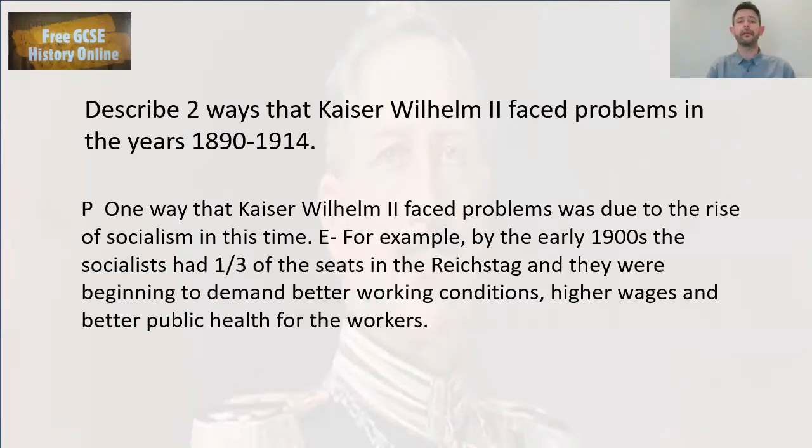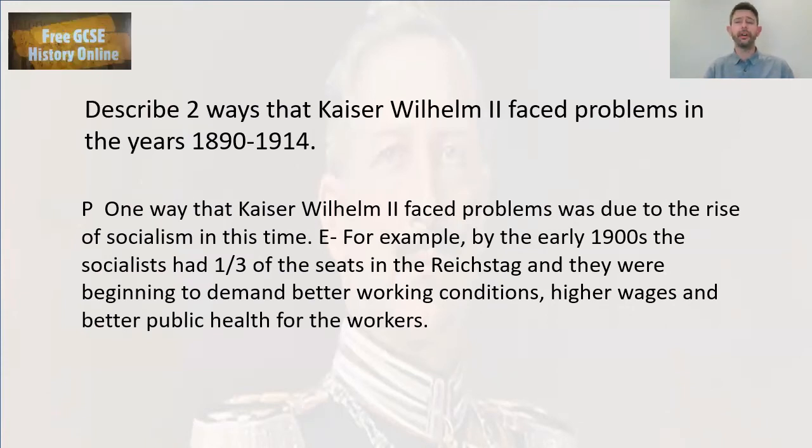So our next thing is back that up with some knowledge. Okay, for example, by the 1900s, they had 1/3 of the seats in the Reichstag. There's that word Reichstag. There's our facts, 1/3 of the seats. And that meant they could demand better conditions. They were the biggest party in the Reichstag. They want better pay, better conditions, better public health for the workers. You can develop a little bit further. You can say this meant a real problem because he had to raise taxes to the rich to pay for this, because the workers weren't going to pay for it, were they? They were poor. So that's a huge problem for Wilhelm in that time.